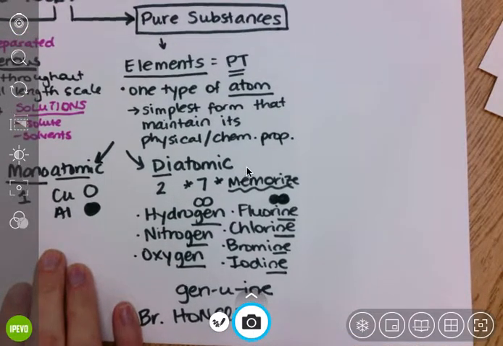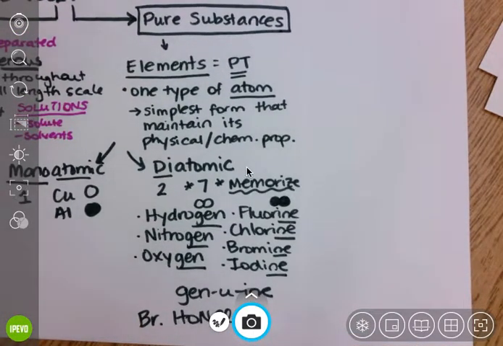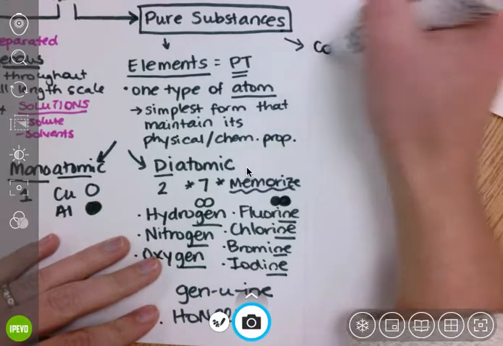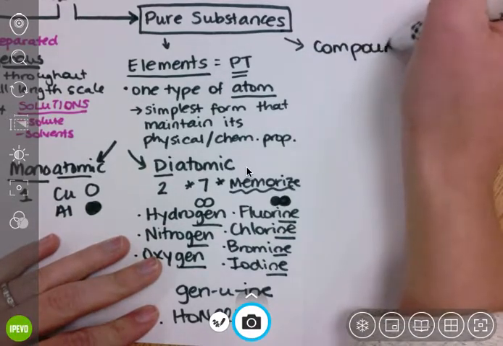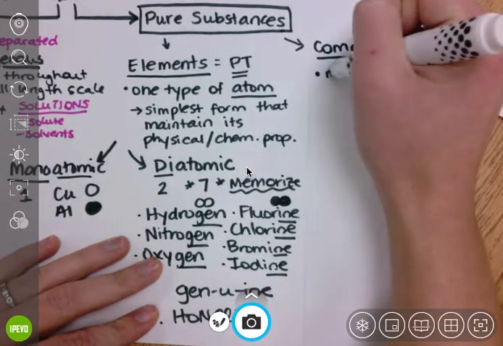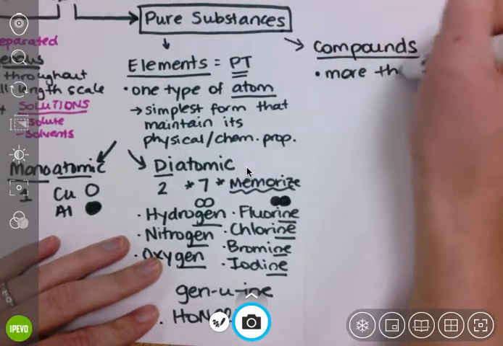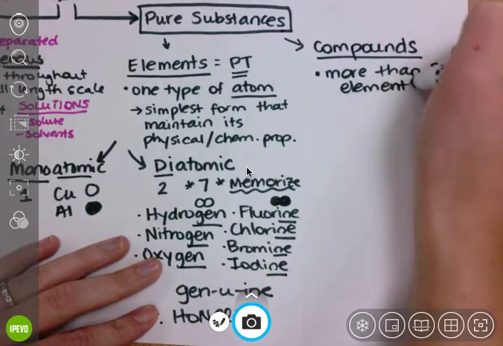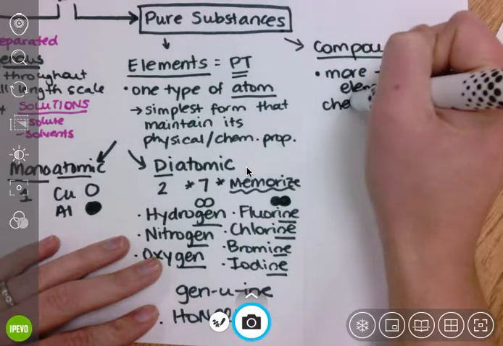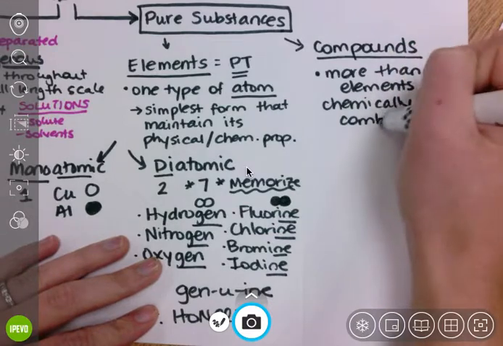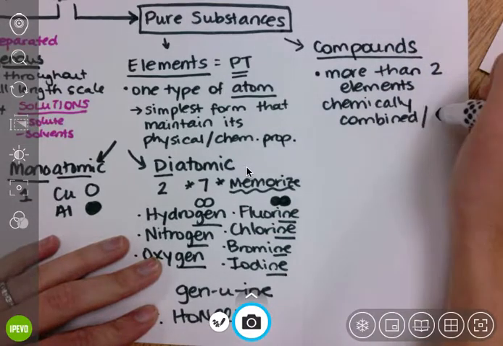There we go. Okay. So continuing our discussion into pure substances, another pure substance that isn't elements are called compounds. Compounds are more than 2 elements that are chemically combined, which means they can be chemically separated.